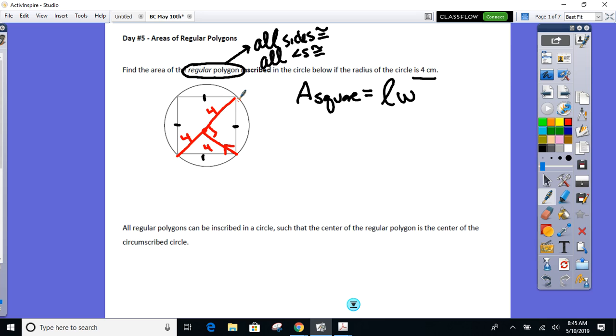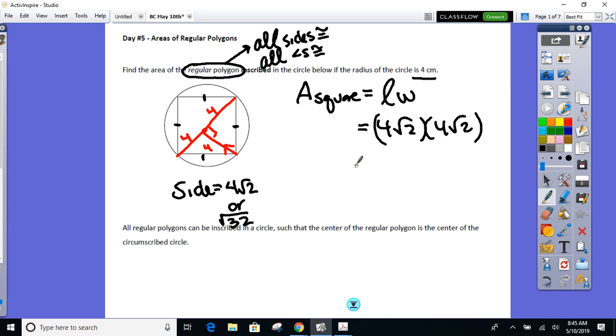Fine. However you did it, one of the sides came out to be the square root of 32, or if you broke it down, 4 radical 2. So one of the sides was equal to 4 radical 2 or square root of 32. You could have kept it either way. So the area of this square, 4 radical 2 times 4 radical 2, should have ended up being 32 square centimeters.